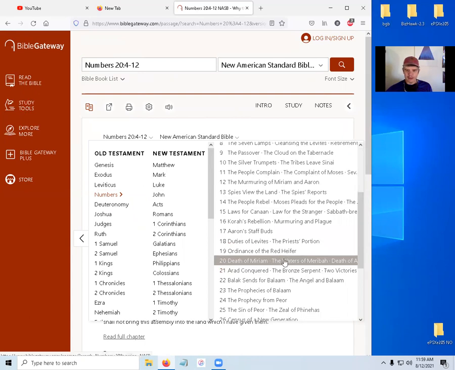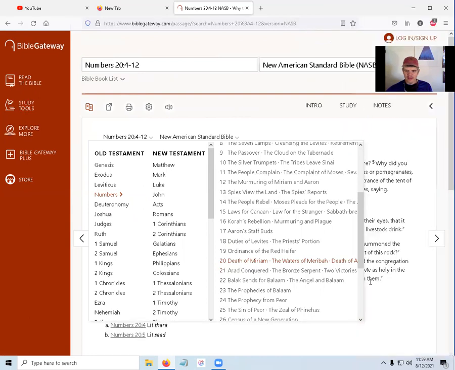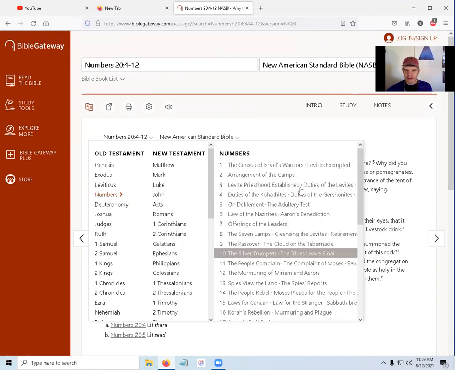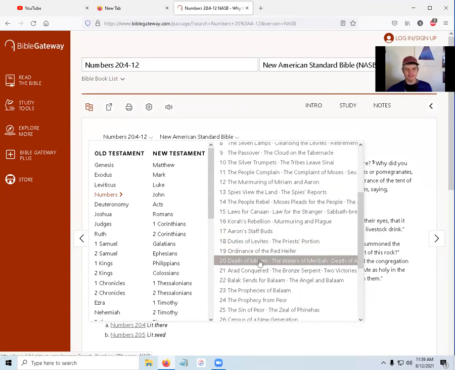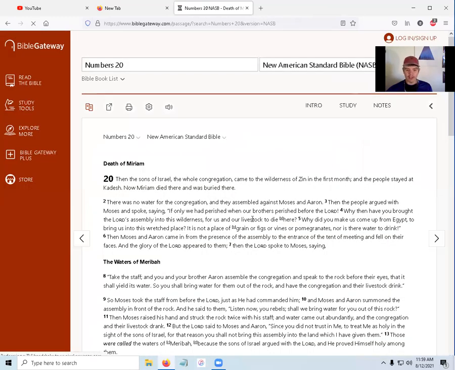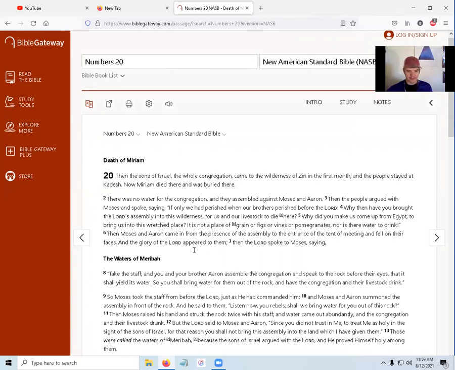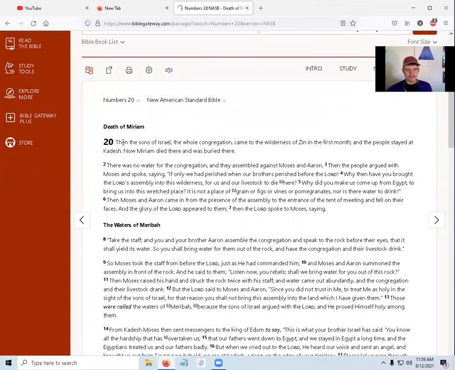The death of Miriam, the waters of Meribah. The death of, I bet it's Aaron. Look at this. Where is it at? Murmuring of Miriam and Aaron. Up here was something about Aaron. I don't think it'd be adultery. Okay. Actually, Waters of Meribah, whenever I was reading chapter 20, and I looked real quick, look at that, Waters of Meribah. Yeah. Okay. Oh, hey, the death of Miriam. Okay.